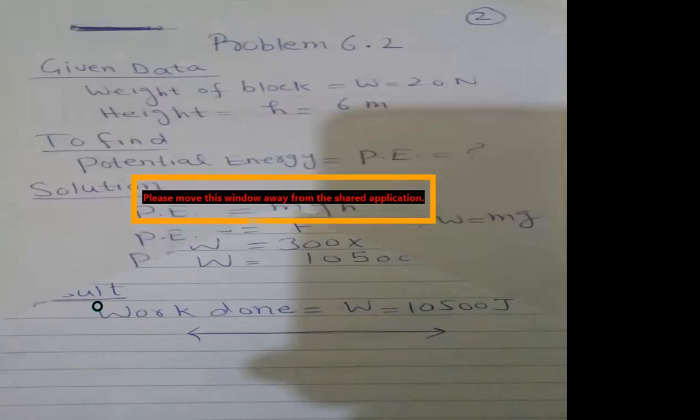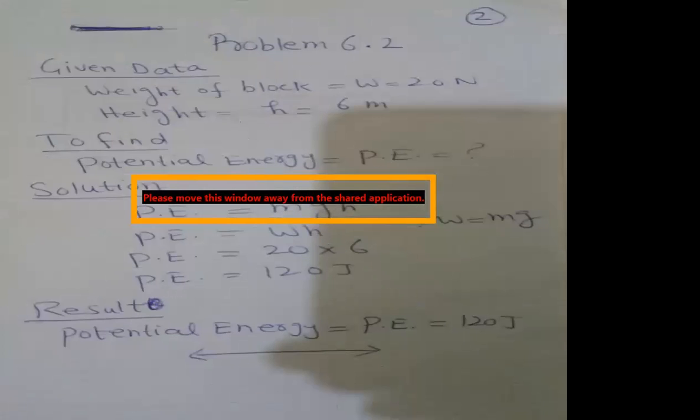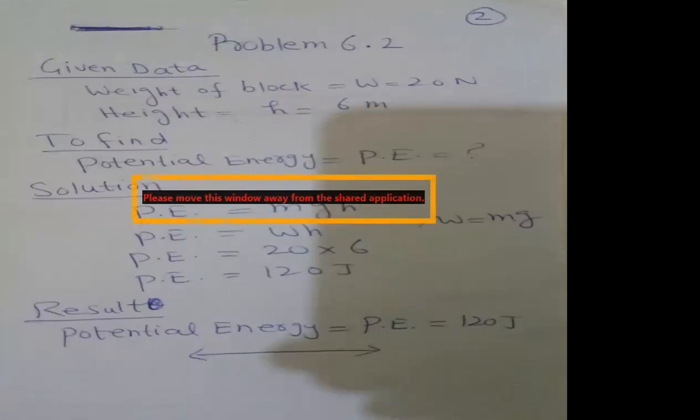Now I move towards problem number 6.2. I read the problem statement first. A block weighing 20 Newton is lifted 6 meters vertically upward. Calculate the potential energy stored in it. This 6.2 problem is on page number 142 of your 9th class textbook. Please open page number 142 of your 9th class textbook.